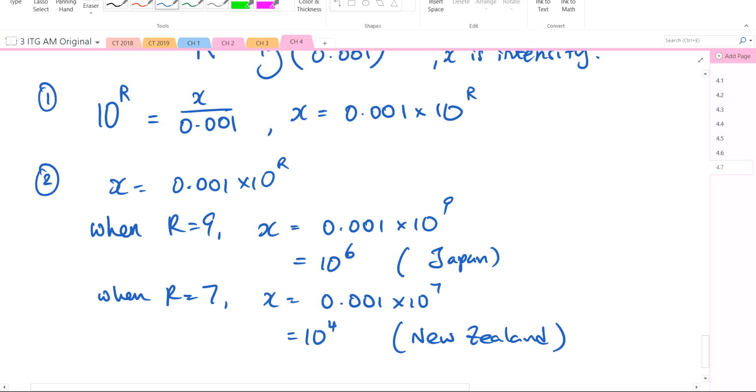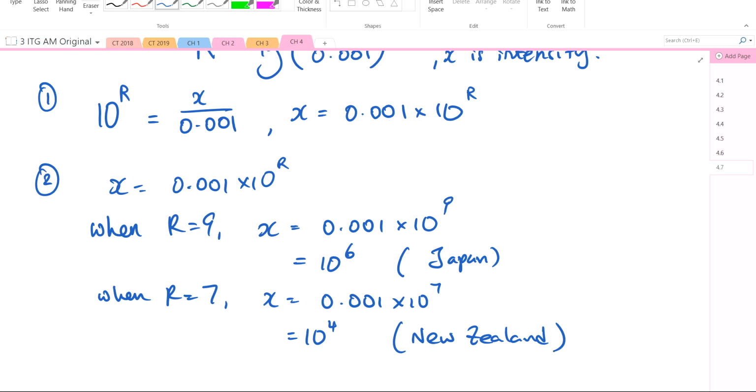So we do know that when the value on the Richter scale is 9, it is more devastating than Richter scale 7. We normally, as laymen, will think that there's a difference of 2 units only. But now you can see, in actual fact, what is the difference in the intensity? 100 times. Where did this 100 come from? 10 squared, 10 to the power of 2. That 2 refers to the difference in the magnitude, the difference in the value on the Richter scale. So that's why we have a 100 times difference.